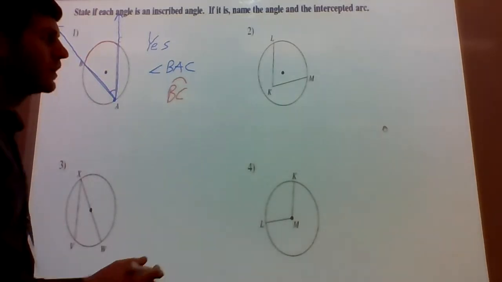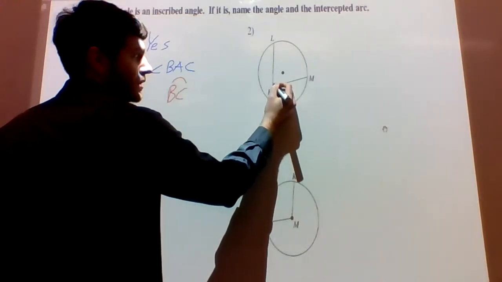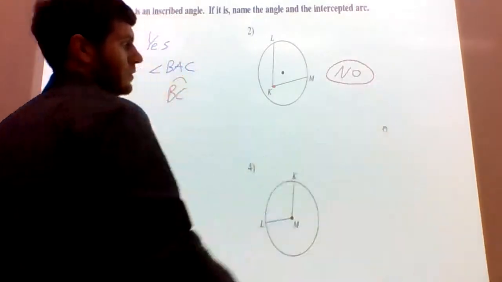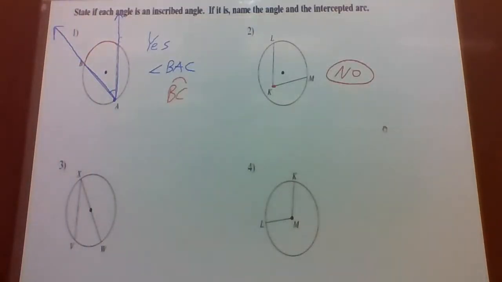Okay, number 2, here's our angle. K is our vertex. K is not on the circle, so this is not an inscribed angle. It's not on the circle, so it's not an inscribed angle.